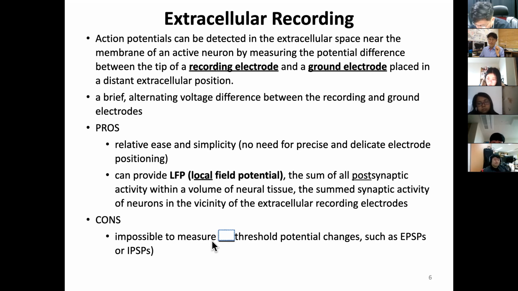Because it's outside, if it's not a strong spike like an action potential, it's hard to measure. So sub-threshold potential changes such as excitatory postsynaptic potentials or inhibitory postsynaptic potentials are difficult to measure.